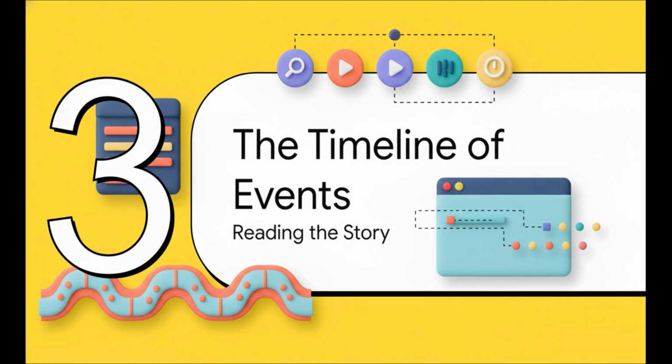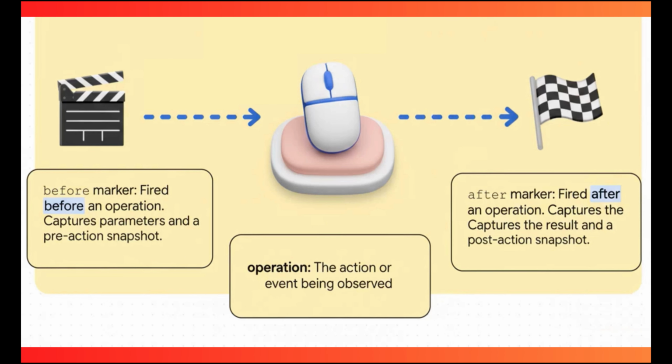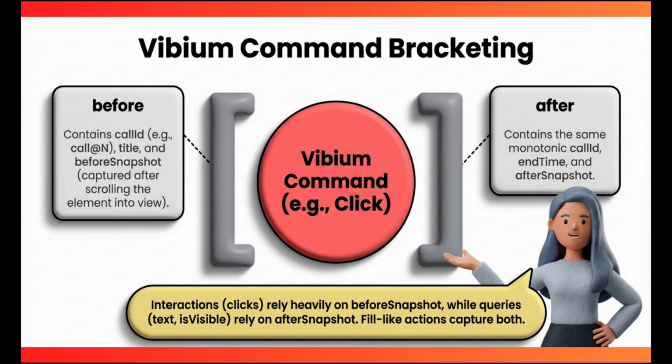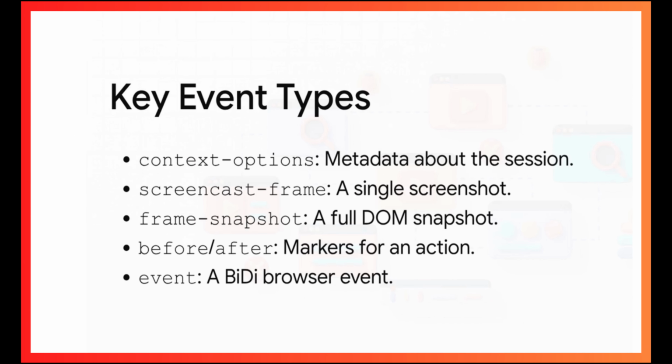Okay, let's circle back to that trace file because understanding how it's structured is really the key to unlocking the full power of these recordings. It literally tells the story of the session. So this is the most important concept right here. Every single action, a click, typing some text, anything, is bracketed by a before and an after marker. This gives you a crystal clear picture of the world right before the action and the result immediately after. This is an absolute game changer for hunting down race conditions and those flaky tests that seem to fail for no reason.